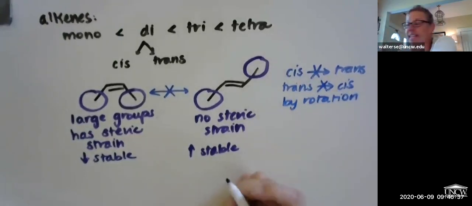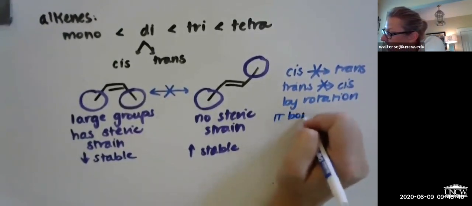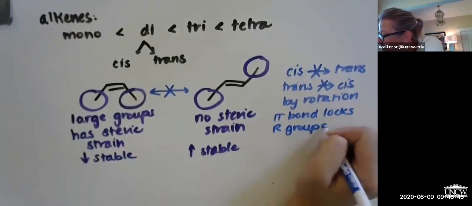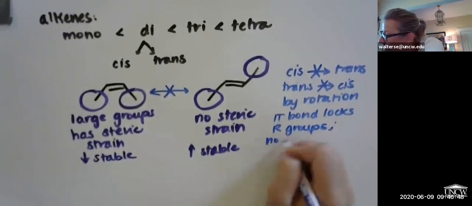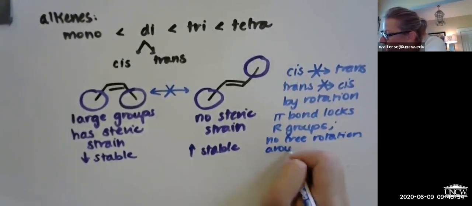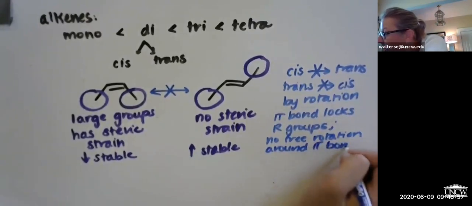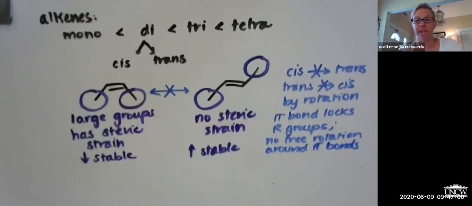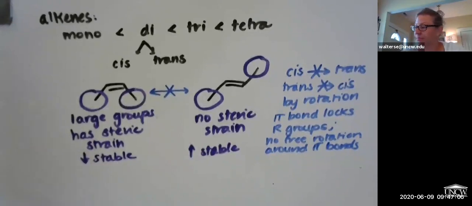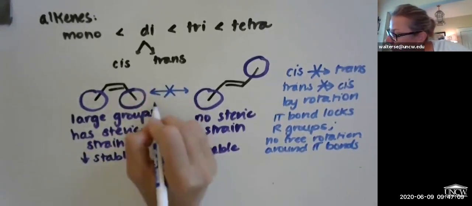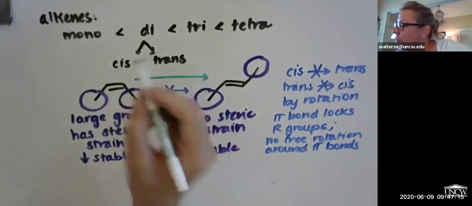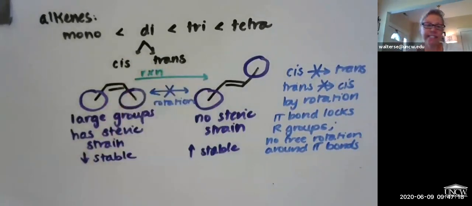Okay. And the reason for that is that the pi bond locks the R groups in place. You have no free rotation around pi bonds. Single bonds you do. Sigma bonds you can freely rotate, but pi bonds you cannot. The only way to go from cis to trans would be through a reaction in which you break bonds and then make them.